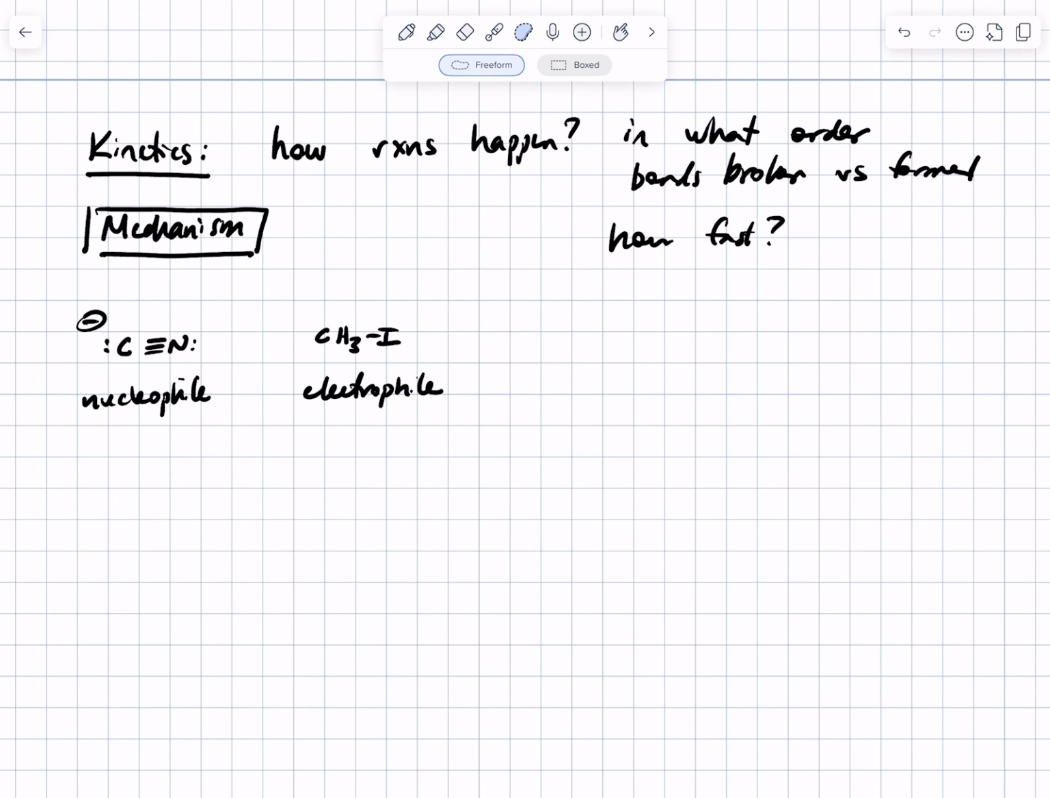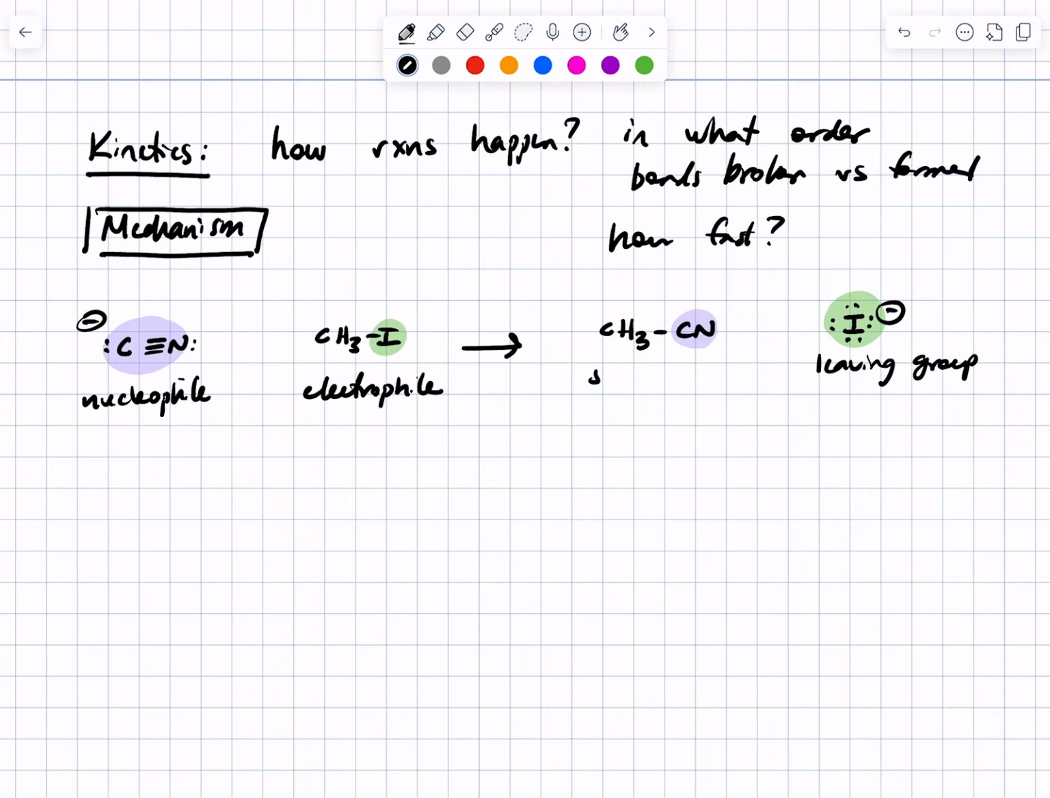And then we're going to have two products. One is the substitution product, in which the CN minus nucleophile is now attached to the carbon. And the other is going to be the leaving group product, in which I minus is just on its own. We'll introduce this term maybe another time, but we'll call this the leaving group. And this is the substitution product. This is a classic example of a substitution reaction. You swap out cyanide for iodide.